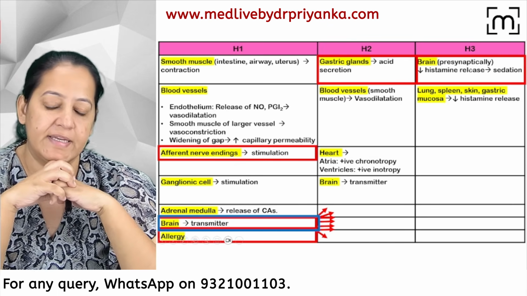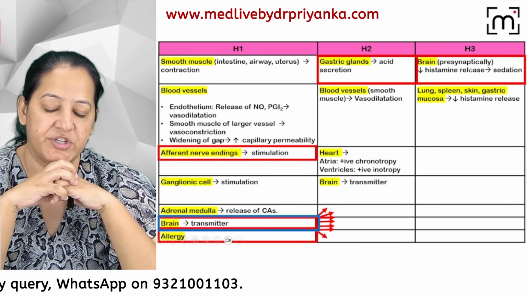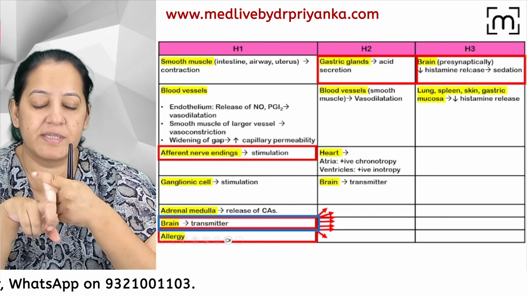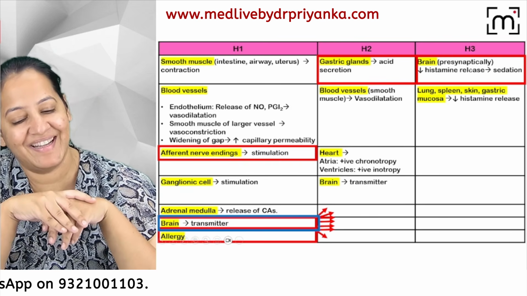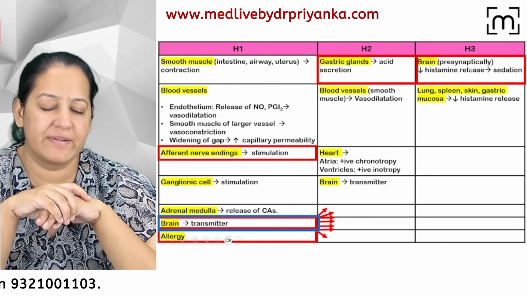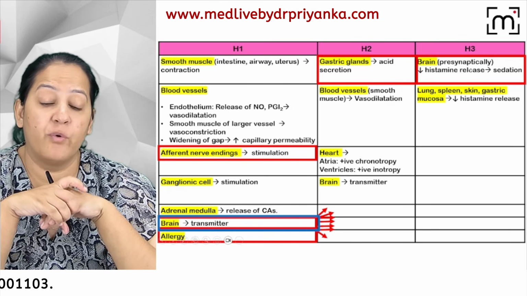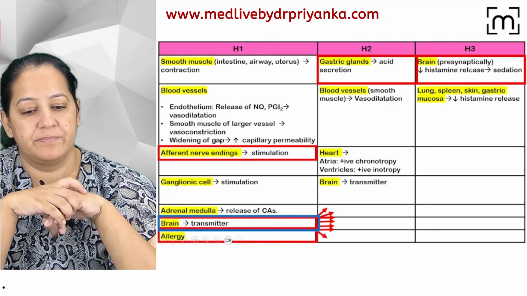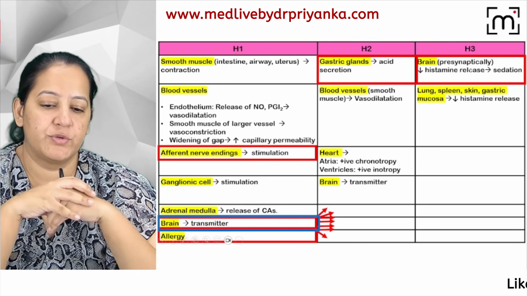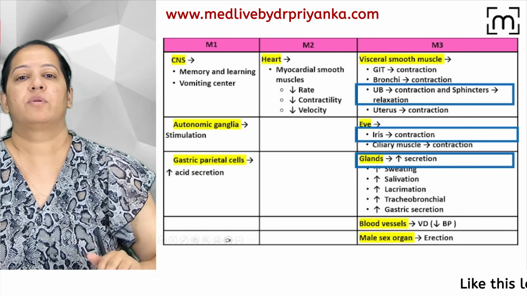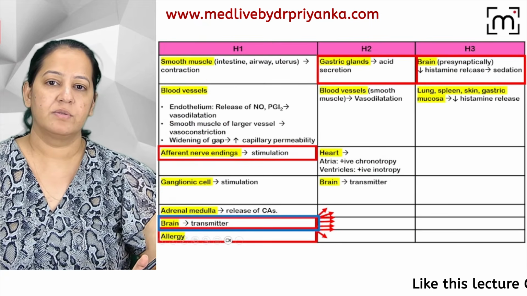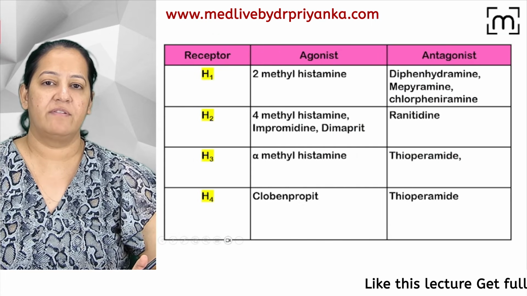H4 uses again are anti-allergy, Akshara. It will be because it is present on the immune cells, eosinophils and all. So it will be anti-immune and anti-allergy. It is under research. We don't much use H4 agonists as well as antagonists. In clinical practice, we don't use them. So this is what you have to learn. Anyone have any confusion? So these are the uses and side effects we have learned.